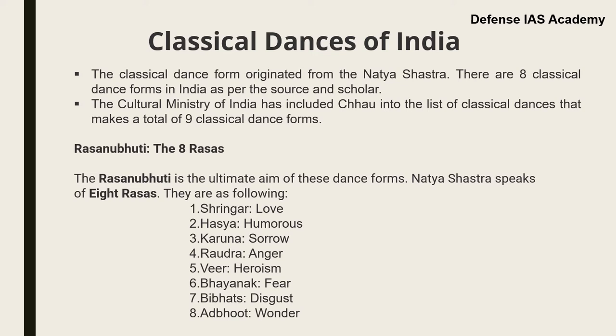The Cultural Ministry of India has included the Chau in the list of classical dances, making a total of 9 classical dance forms. These classical dance forms mainly have 3 aspects: Natya, Nritya, and Nrita. Natya highlights the dramatic element, and most dance forms today do not give emphasis to this aspect, with the exception of dance drama forms like Kathakali.